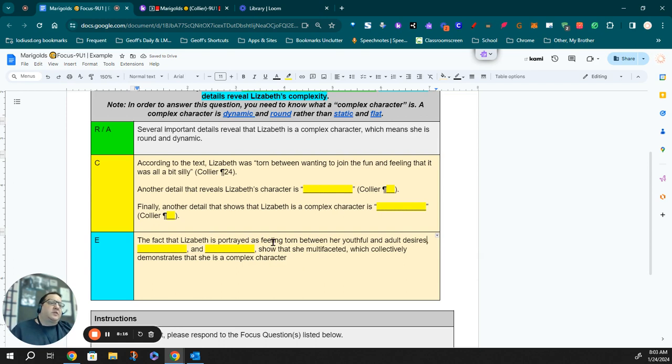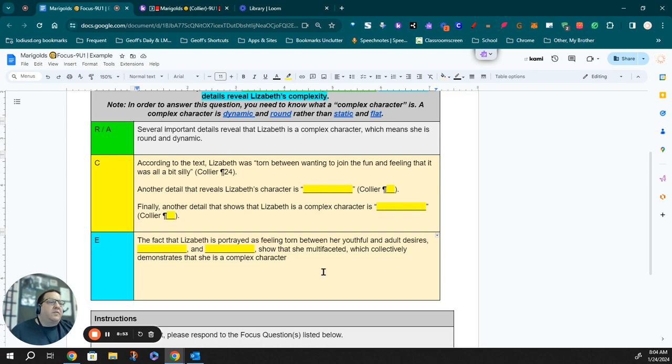Okay. So the fact that Elizabeth is portrayed as feeling torn between her youthful and adult desires, that's going to be the first one. So it's not just repeating what's here, but I'm trying to explain how this shows that she is multifaceted or a complex character, or in other words, that she's not just one thing, but caught between one thing and another. So I'm not just repeating the quote. I'm using different words to explain more precisely what I, as the author, am specifically getting at.